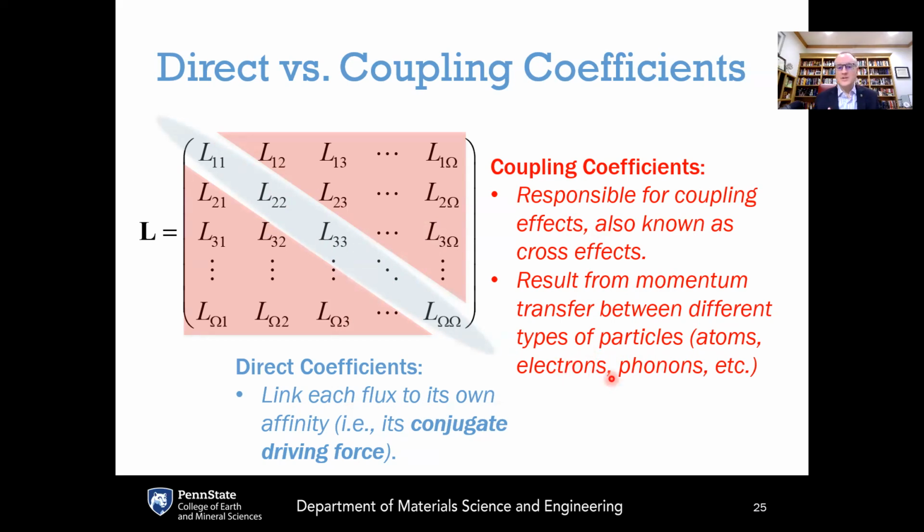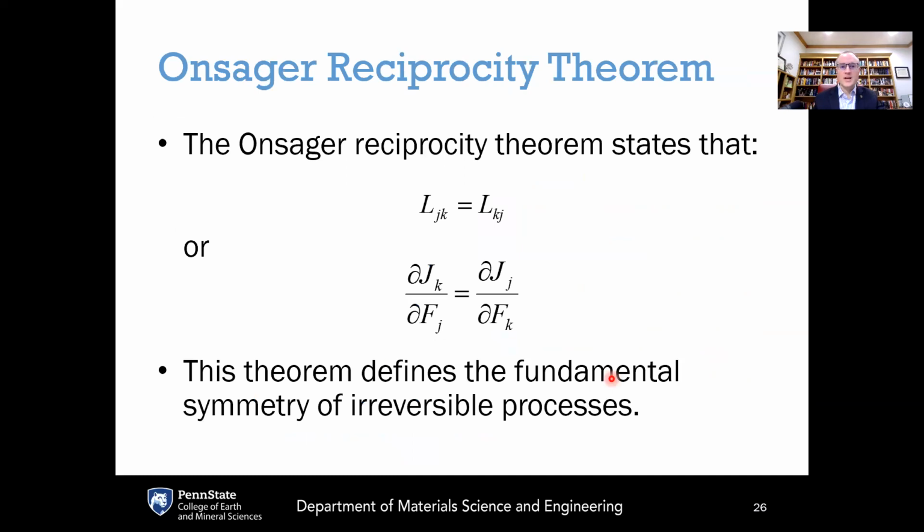And these cross effects then give these processes that really can only be captured via irreversible thermodynamics. Now, our first two assumptions were purely resistive system and linearity. The third and final assumption that we are going to make is the Onsager reciprocity theorem.